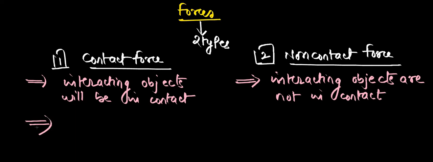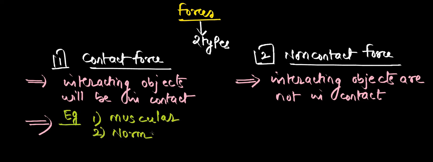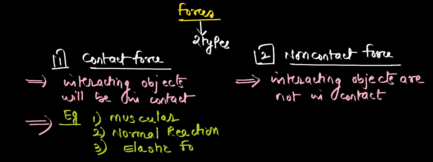Now, what are the examples of contact forces? Ma'am, number one, muscular force. Number two, normal force. Normal force is also called normal reaction. Number three, elastic force. Elastic force means spring force, the force in a rope, wire, all of them. And what was given to you? Frictional force.